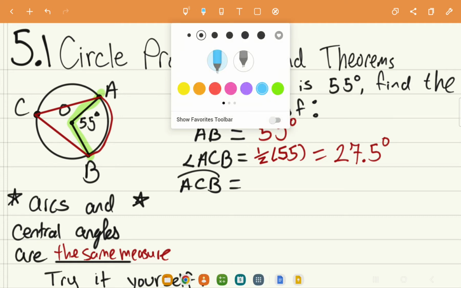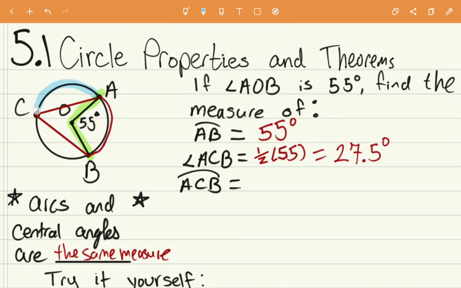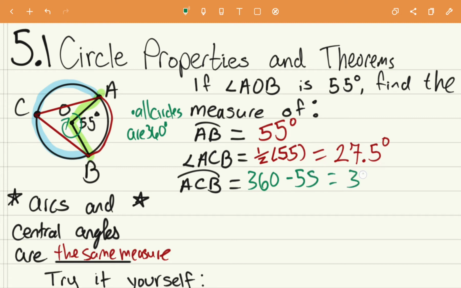And last but not least, we want to find our major arc ACB. Well, we know that the minor arc is 55 degrees, and all circles are 360 degrees around the center. So we just got to do 360 minus 55, which gives us 305 degrees. And we are done with that.